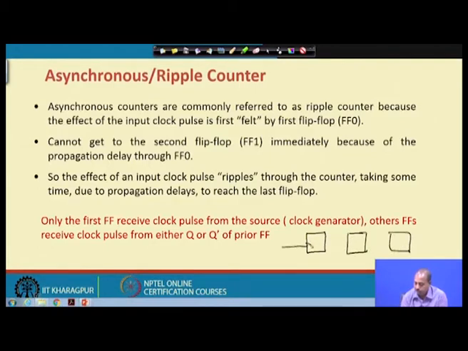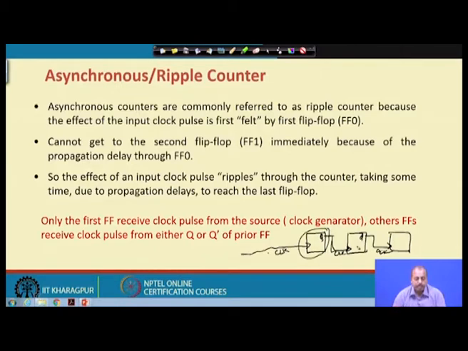The clock pulse is connected to the first flip flop, and the clock of the second flip flop is connected from the Q output of the first flip flop. Similarly, for the third flip flop, the clock pulse may be connected from the Q output of the second flip flop. This clock is coming from the outside world. When the clock pulse comes, only the first flip flop sees the clock; the rest of the flip flops will not. When this Q makes a transition from 0 to 1 or 1 to 0, only then is this felt by the second flip flop. Similarly, when the second flip flop makes a transition from 1 to 0 or 0 to 1, only then will this clock be felt by the third flip flop.